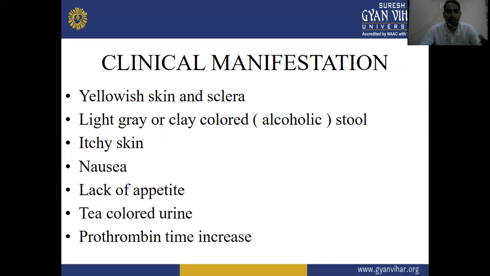Prothrombin is a protein made by the liver and responsible for clotting. It is one of the several substances known as clotting coagulation factors.